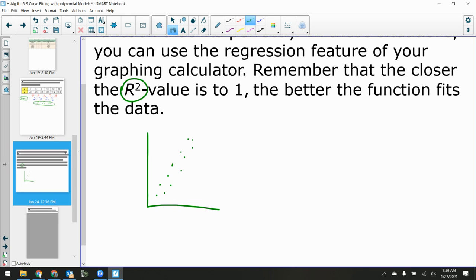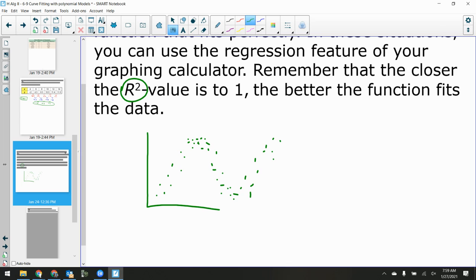But then we said, okay, well, what happens if our data looks like this? And then back in the quadratics chapter, we said, oh, well, then it's probably a quadratic model. Well, what happens now if it looks like this? What type of model would you think it would be?